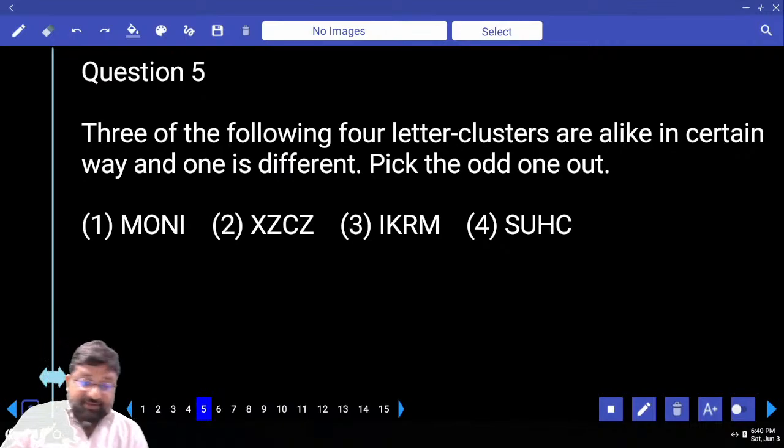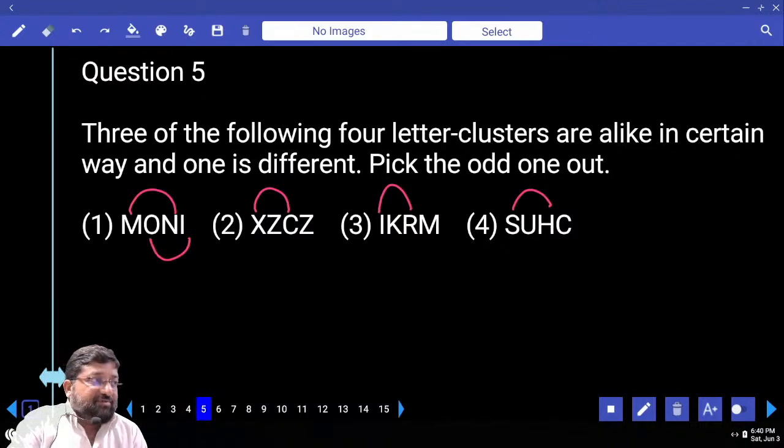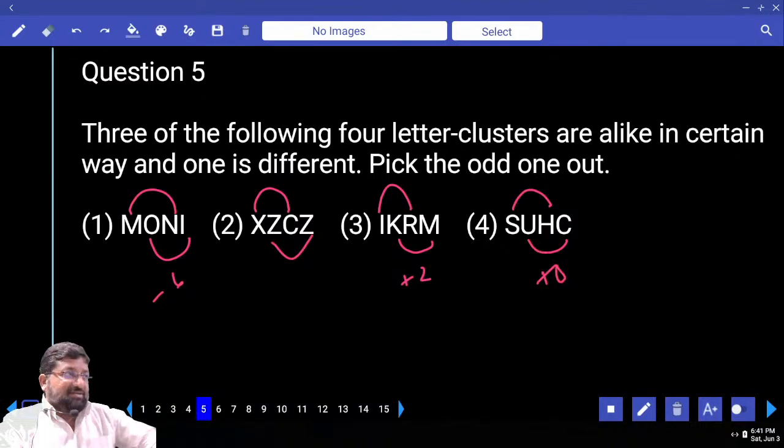I'll show you what's happening here. Look at this M and N. Opposite letters. X and C, I and R, S and H. But what is happening with O and I? 59, minus 6. K and M is plus 2, U is 21, C is 29, plus 8.